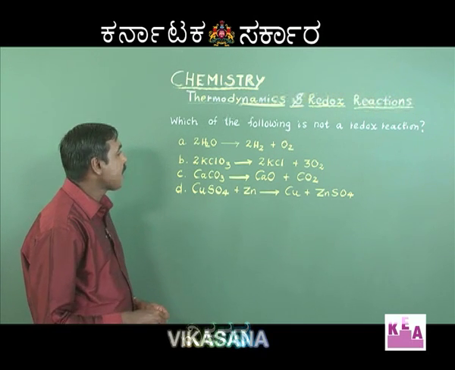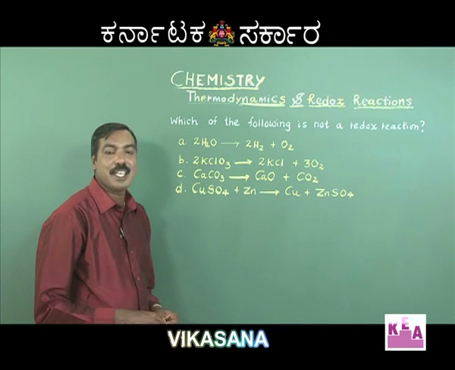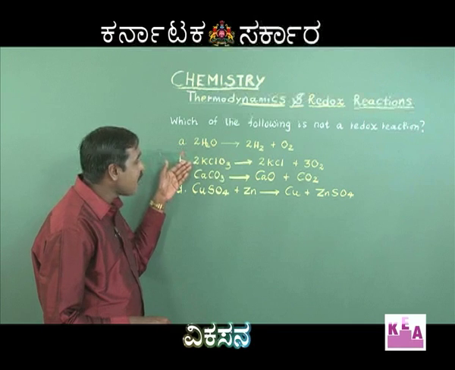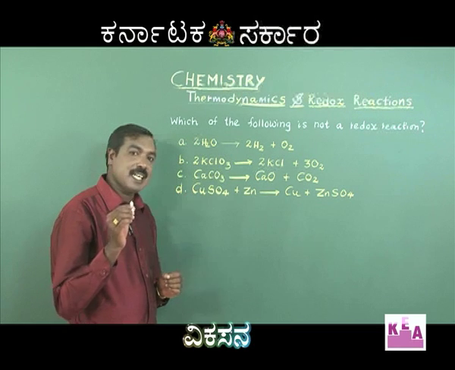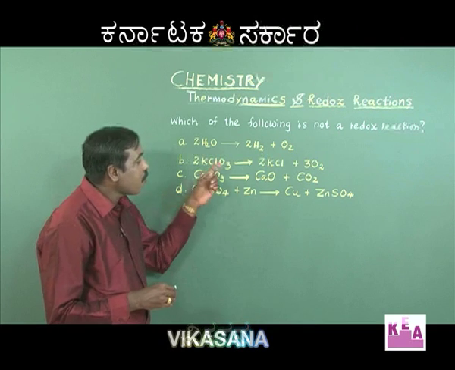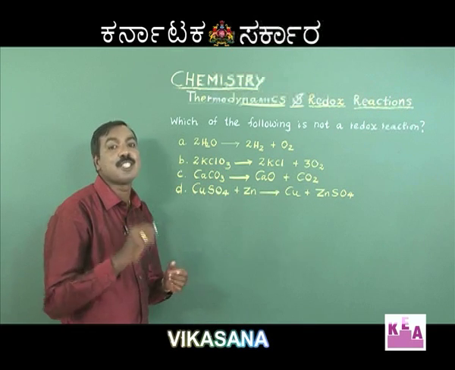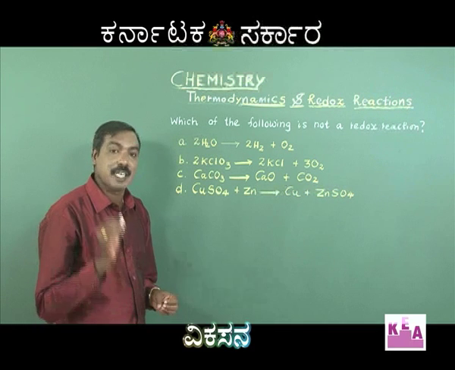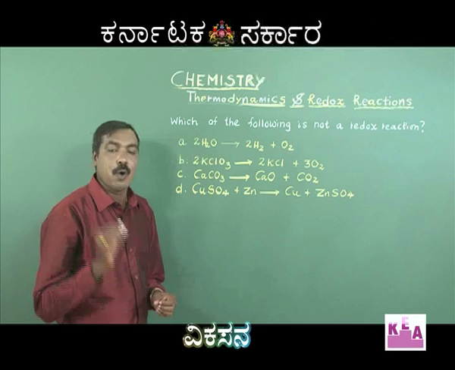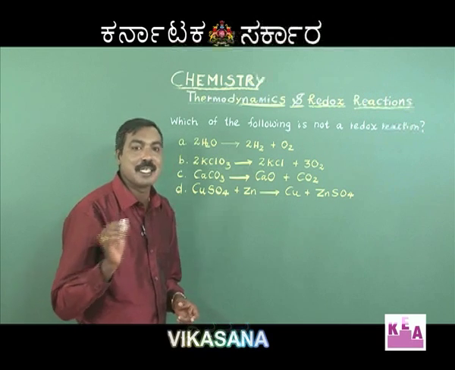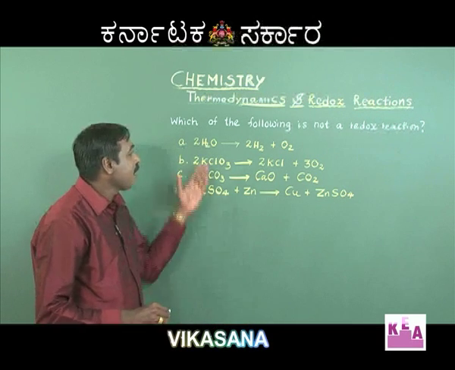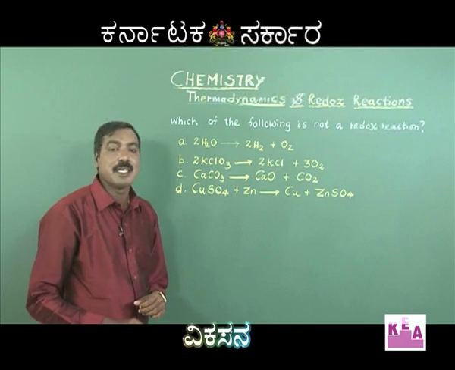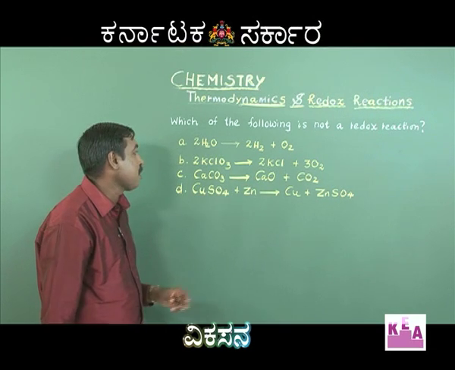In option A, water gives H2 and O2. If we look into options A, B and C, among the products being formed, one of the products will be in the elemental state. The necessary condition for a decomposition redox reaction is that one of the products should be in elemental state. Here H2O gives H2 plus O2, both hydrogen and oxygen are in elemental state. It is a redox reaction.